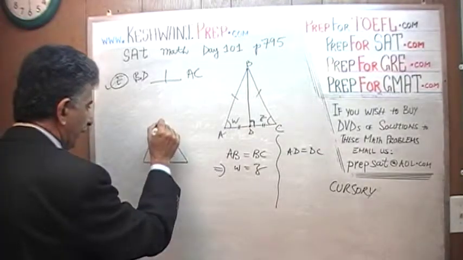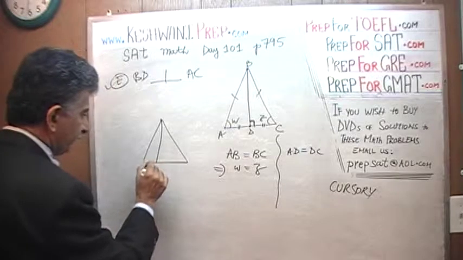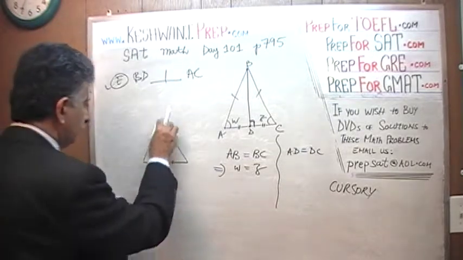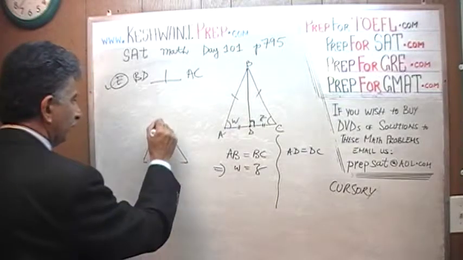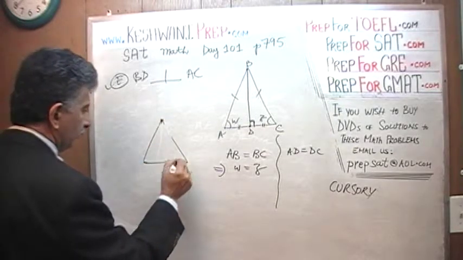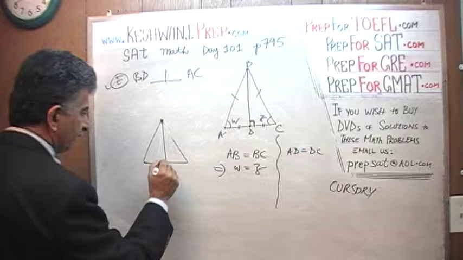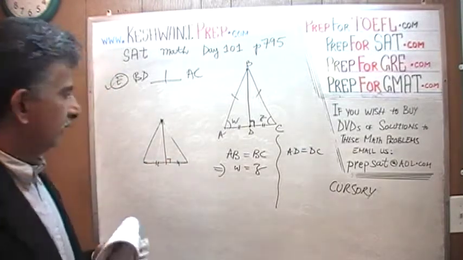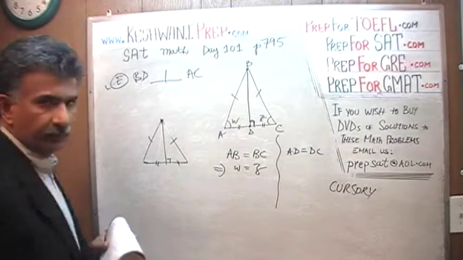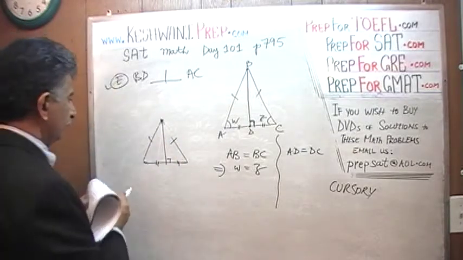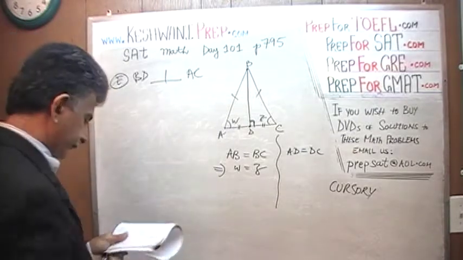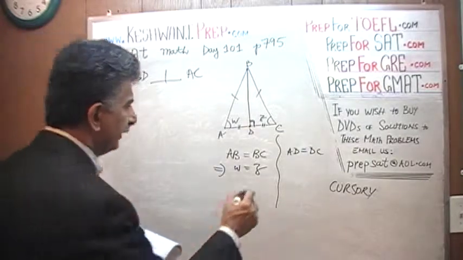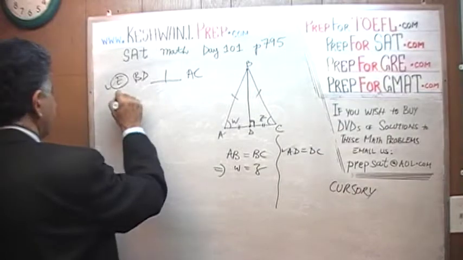if I drew it like this, this would not be equal to this, but if I drop a line from this point here to the base in such a way that this side equals this side, then it would have to be a 90 degree. It will have to come down straight because these two sides are equal. So that is true. AD equals DC. Well, right here, AD equals DC. That is also true.